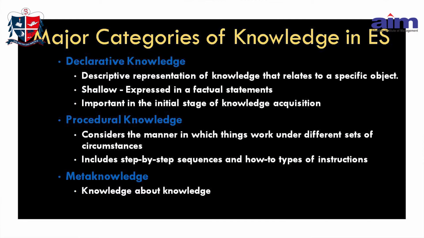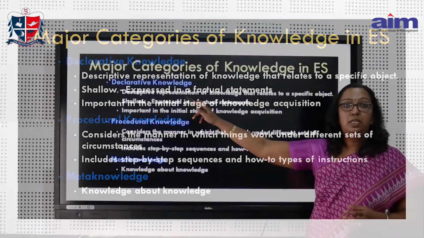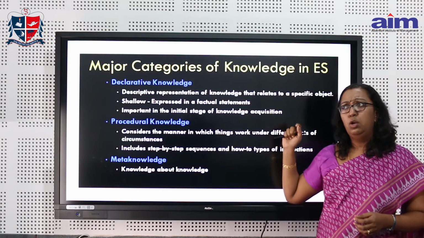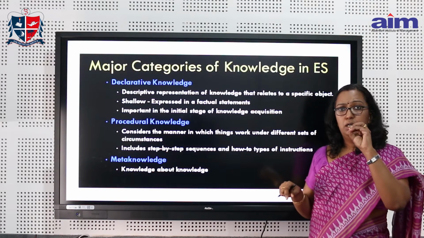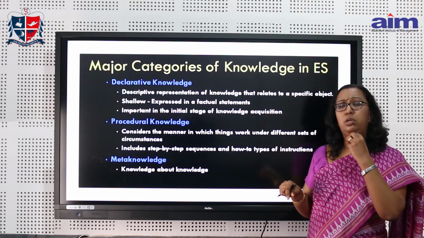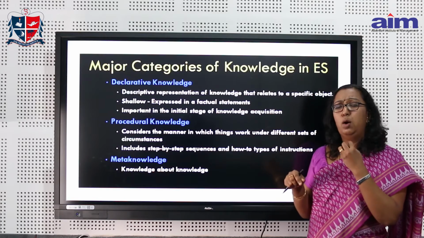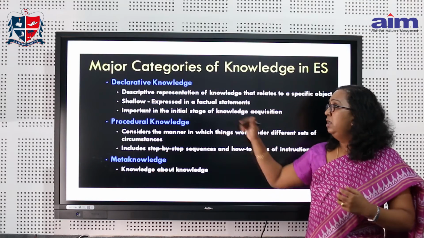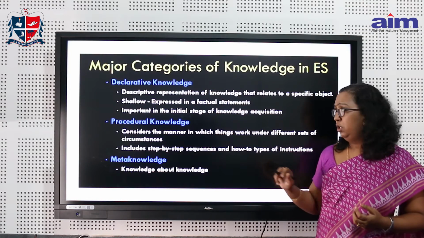Now, what are the major categories of knowledge that can be available in ES? That is declarative knowledge. It is a shallow knowledge which can be about a product, about certain areas, or about a particular problem. This is called declarative knowledge.